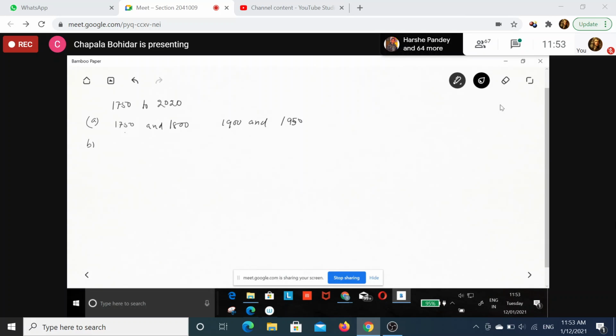Then bit B. Use the exponential model and the population figures for 1,850 and 1,900 to predict the world population in 1,950, only 1,950, and compare the actual population.